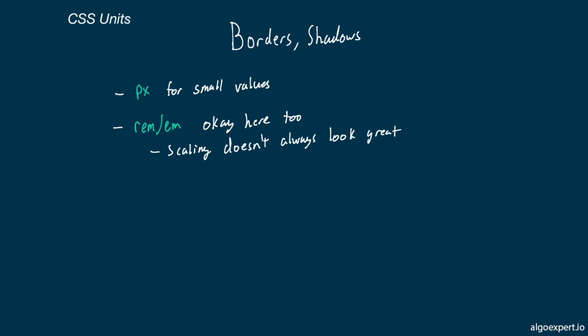That said, moving on to borders and shadows, pixel values are usually fine here because we oftentimes don't actually want these to scale. Sometimes if a shadow is defined with REM or EM, it will become too big for some users, and this just won't look great. But that said, REM and EM are also perfectly okay here if that's the effect you're after. It's really just a choice of what exactly you want your borders and shadows to look like when a user has a larger font size.